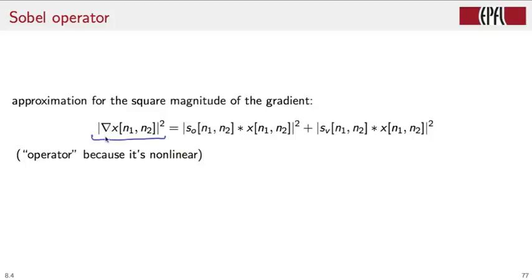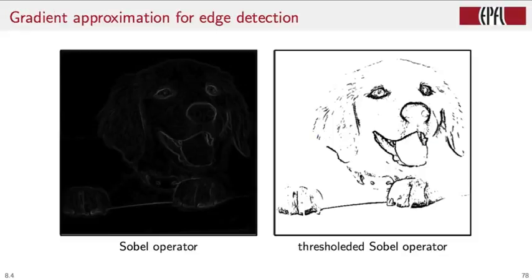It's indicated by the symbol nabla, which applied to an image x of n1 and n2 gives the square magnitude of the horizontal filter's output plus the square magnitude of the vertical filter's output. If we apply the Sobel operator to the image, we obtain what we see here on the left. It is customary to threshold the image on the left and to reverse the role of black and white in order to obtain a contour image.